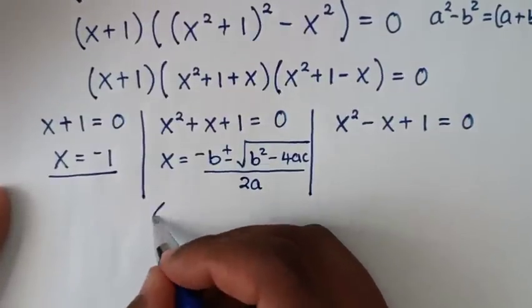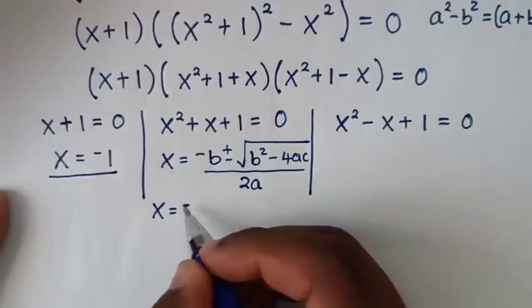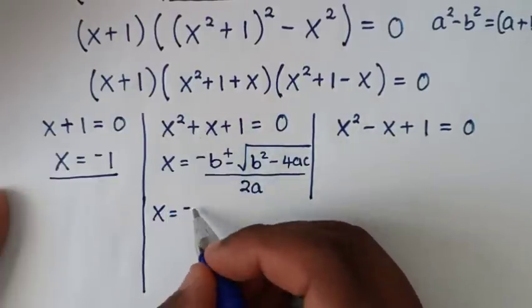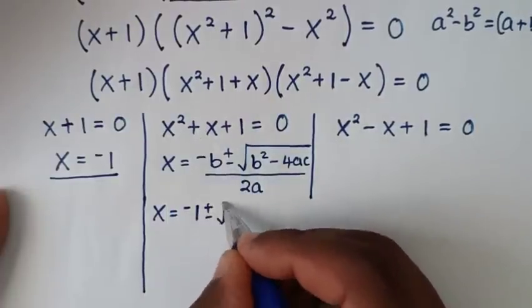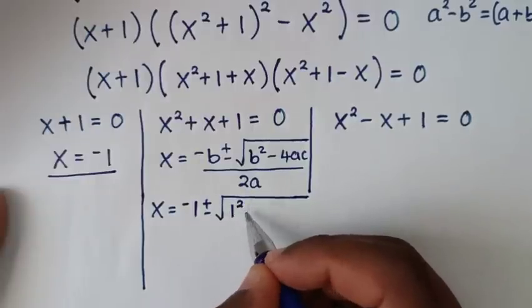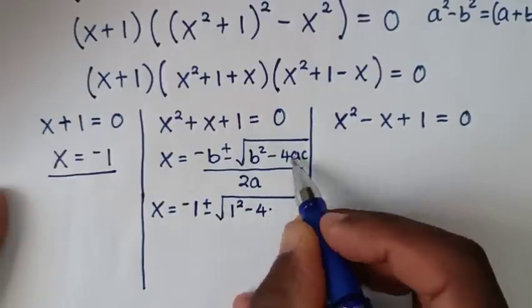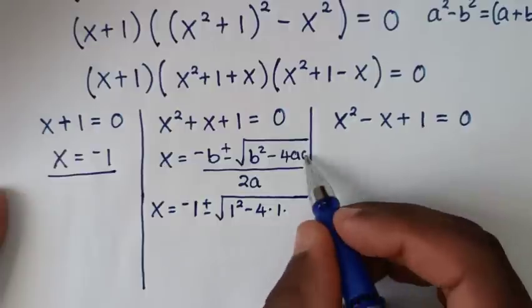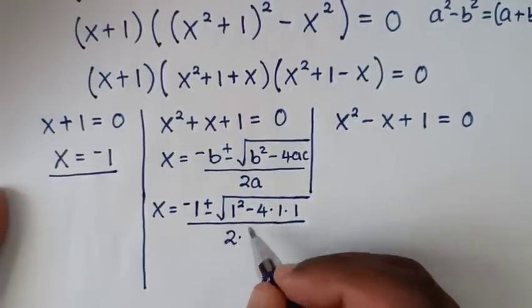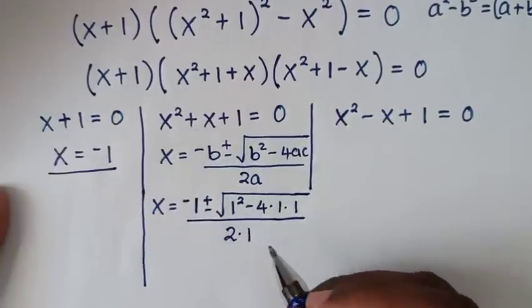Then it will be x is equal to negative b, it is 1, then plus or minus square root of b squared, it will be 1 squared, then minus 4 times a is 1 times c is 1, then over 2 times a is 1.